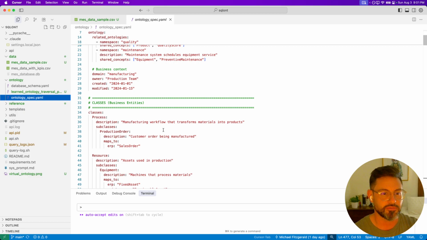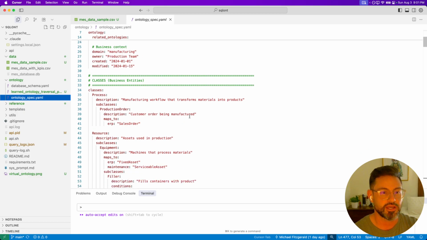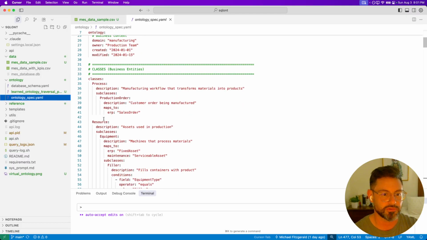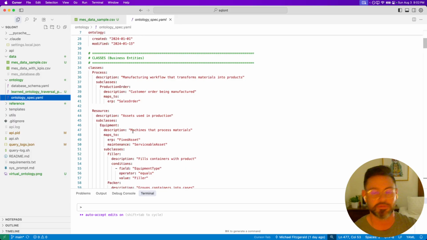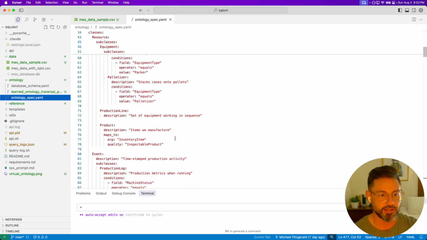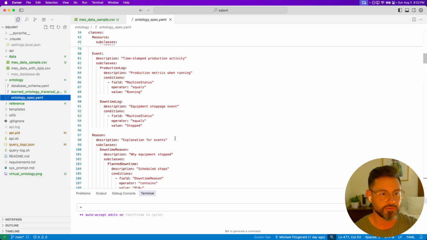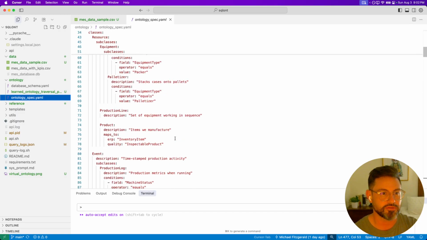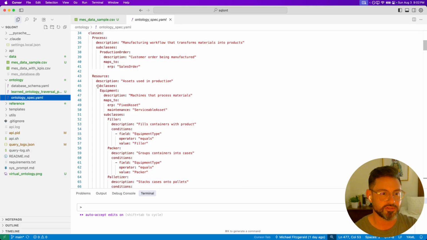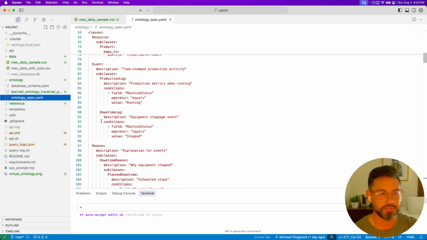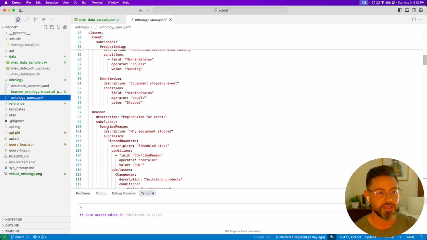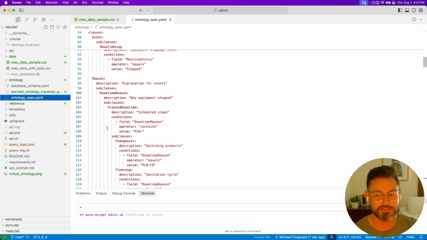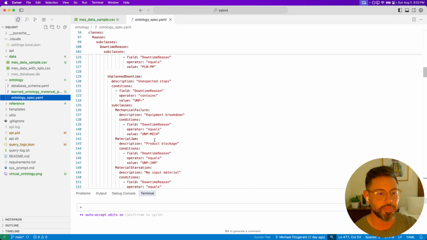And then this is the more important part, right? What are the classes, the business entities themselves. So you see things like here, there are processes, there are resources, so things like production orders, equipment. You can see in the description, this is very lightweight business context, but extremely powerful. And it goes on and on. So you can read through this. I'm not going to go through every line, but you get the general idea. So we've got things like processes, resources, events, meaning the timestamped thing that happened at that time. Reasons, very common in MES data, like what happened at that time if there was an anomaly.